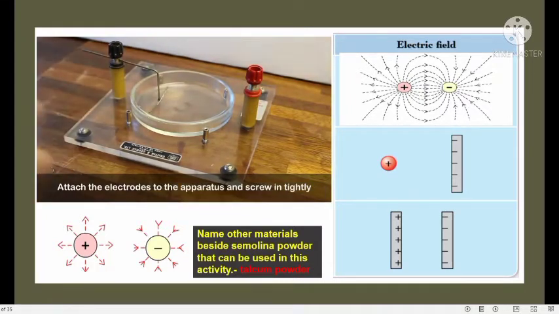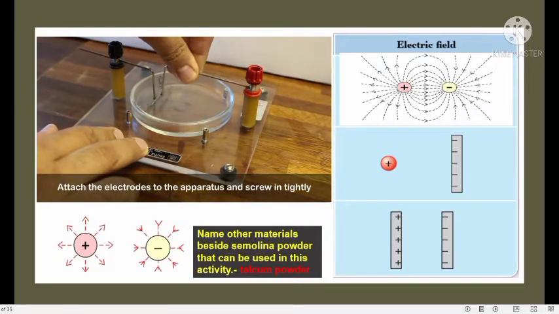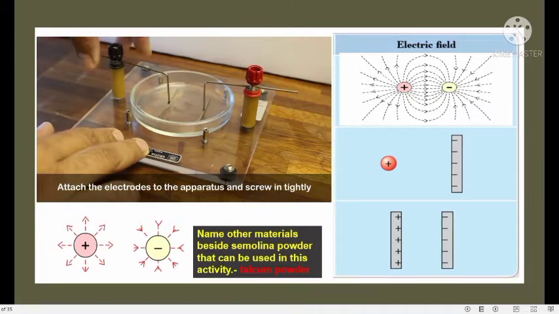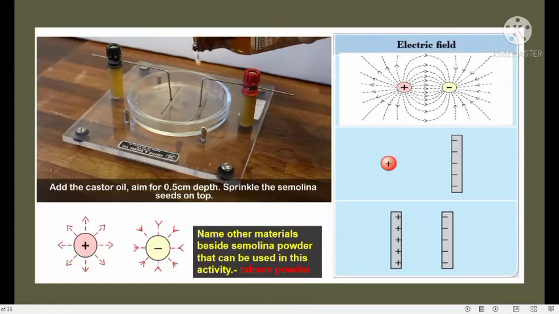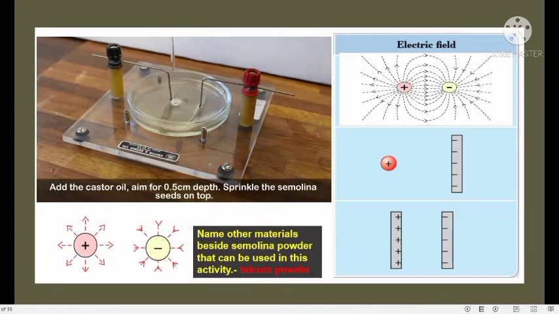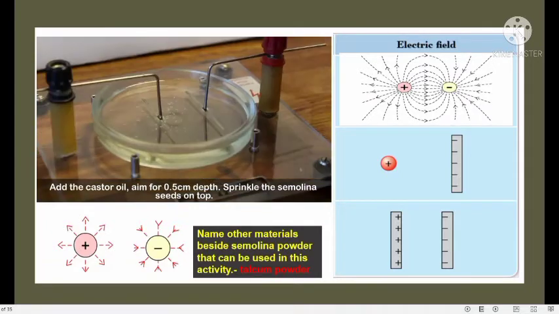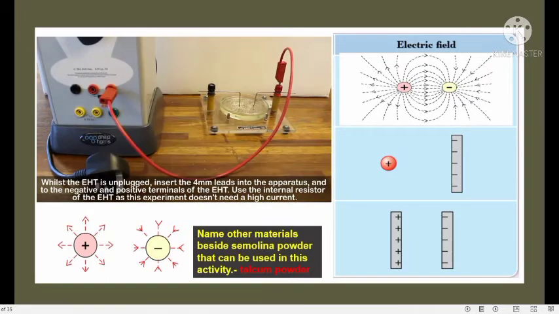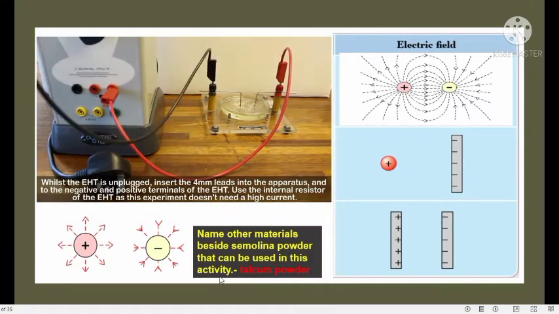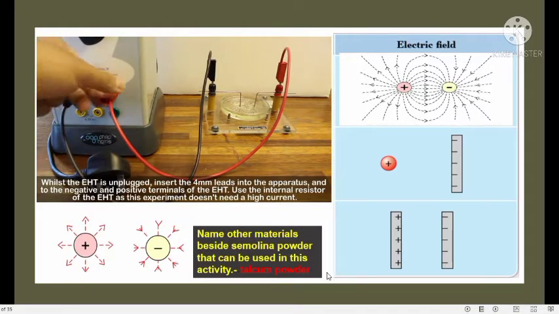First, attach the electrodes to the apparatus and screw in tightly. The two electrodes that we use here are two parallel plates. We can pour in castor oil, aiming for 0.5 cm depth. Sprinkle semolina seeds, or semolina powder, on top. Another material that can be used to replace semolina powder is talcum powder.